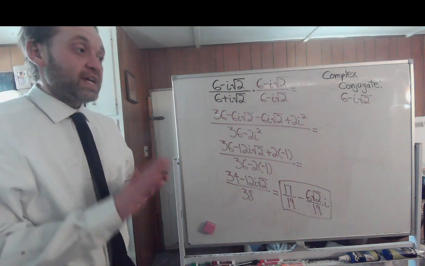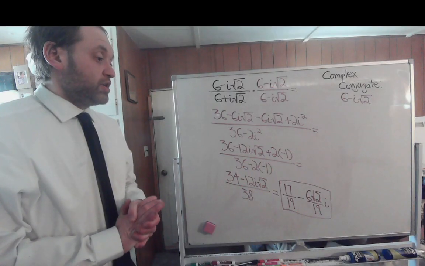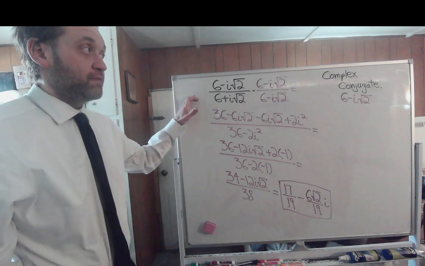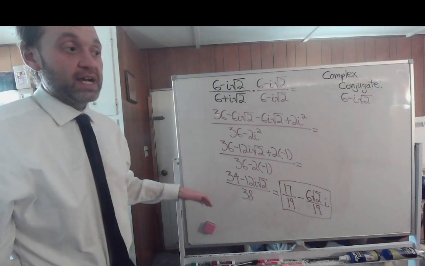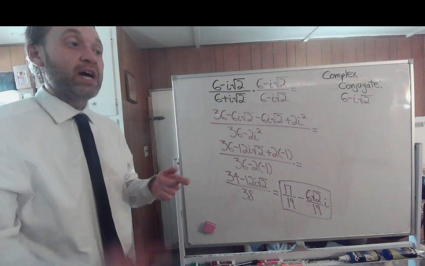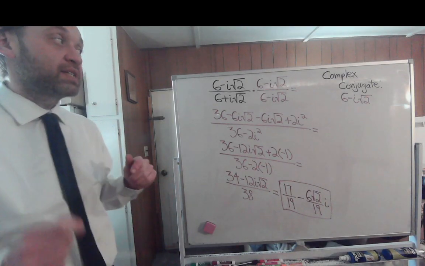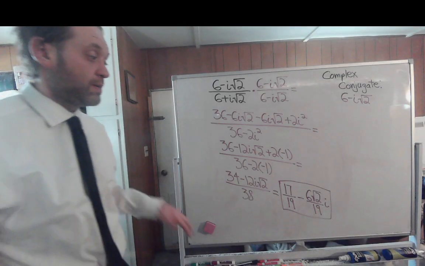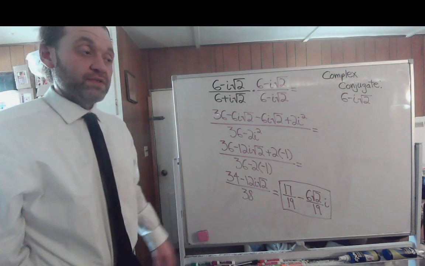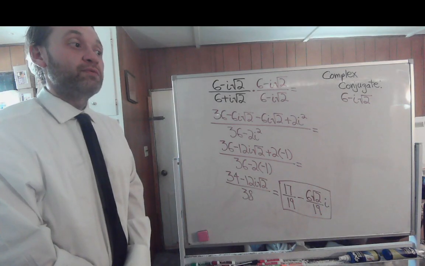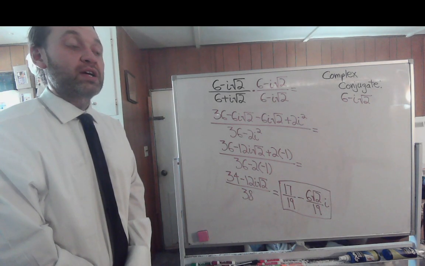So that is how you write the quotient of two complex numbers as a complex number in standard form, by rationalizing both numerator and denominator by the complex conjugate of the denominator. So that's it for this lesson. Next lesson we will find the absolute value of a complex number.